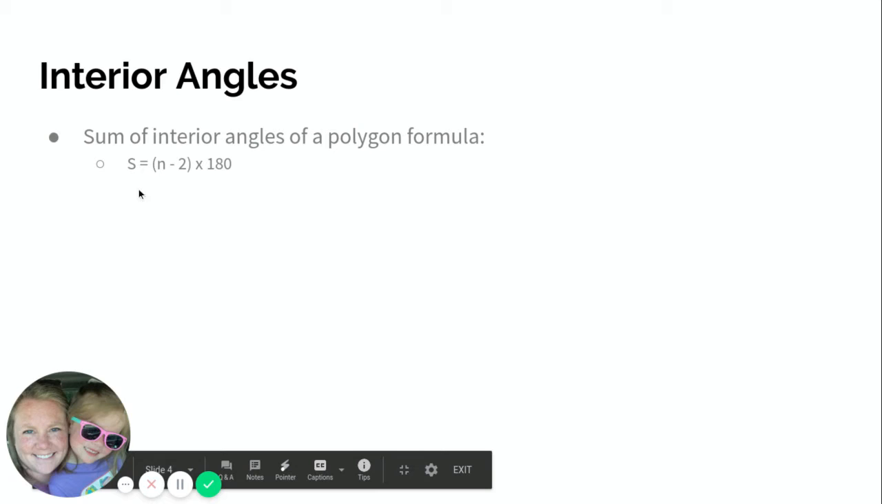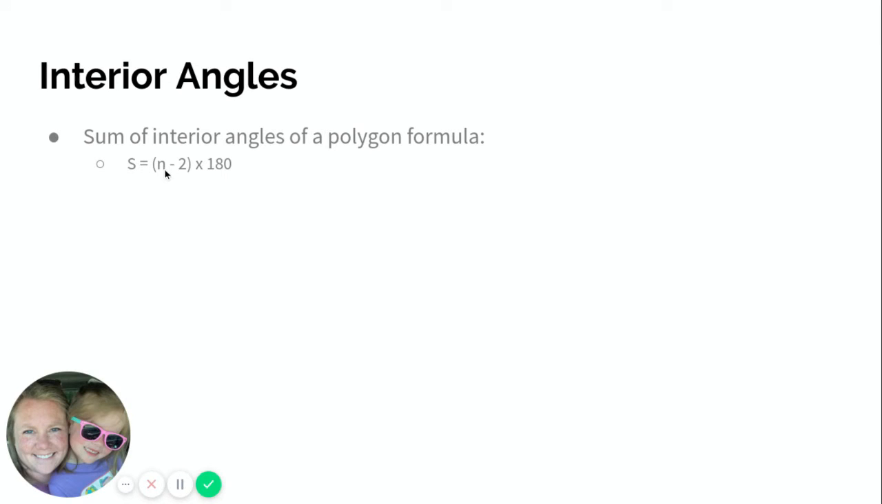So here's your formula. S equals n minus 2, times 180. S represents the sum of the angles. That's usually what you're going to be looking for. N is the number of sides on the polygon. So you take the number of sides on the polygon and subtract 2. That tells you how many triangles there are. And since the interior angles of a triangle add to 180, you take how many triangles are in the shape and multiply it times 180, and that tells you what the angles inside of that polygon should add up to be.